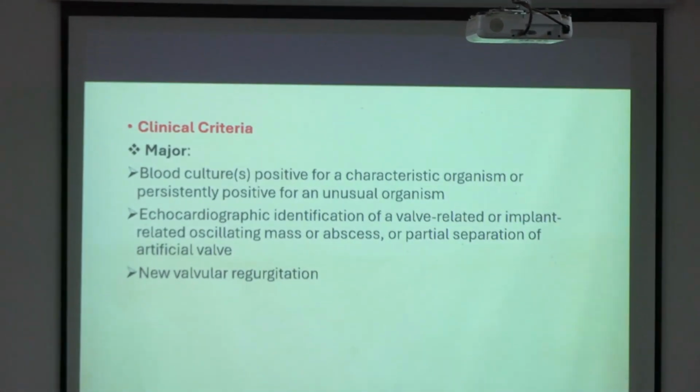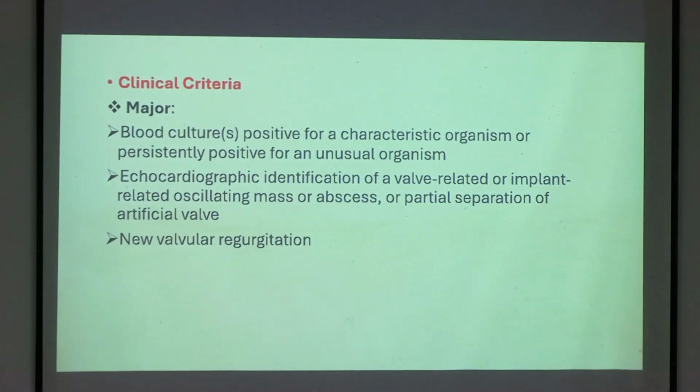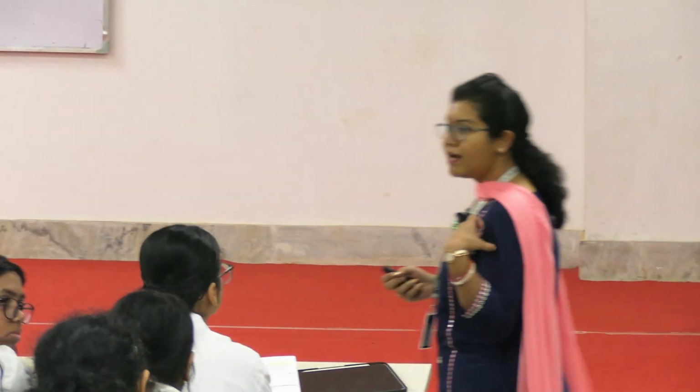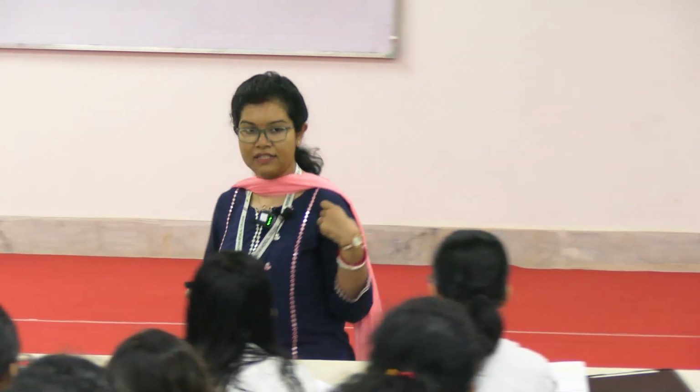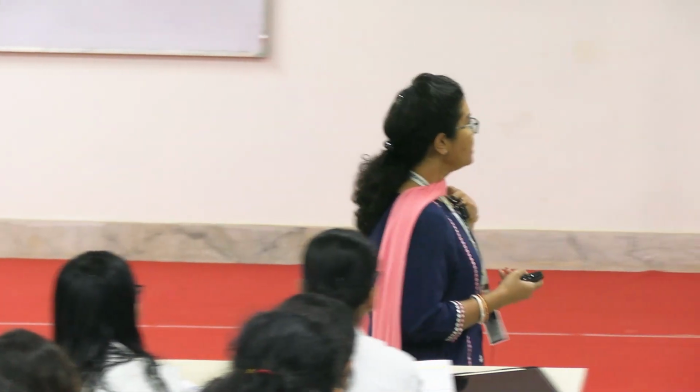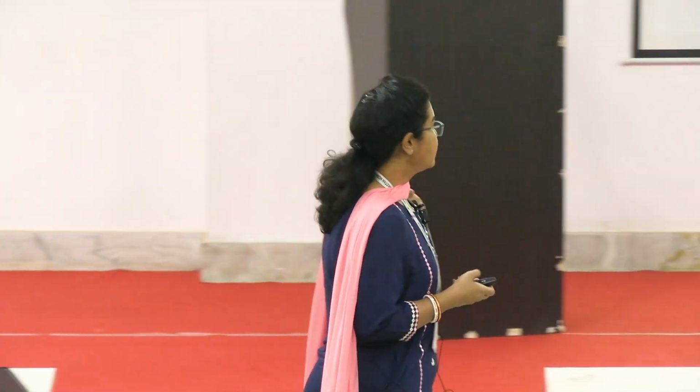So it will be echocardiographic identification. It is not any culture, blood culture or anything, from the vegetation. So it will be of echocardiographic identification. And the third one is new valvular regurgitation. What is regurgitation? Aortic regurgitation, mitral regurgitation, have you heard? Backflow, okay. So there will be new valvular regurgitation, okay.